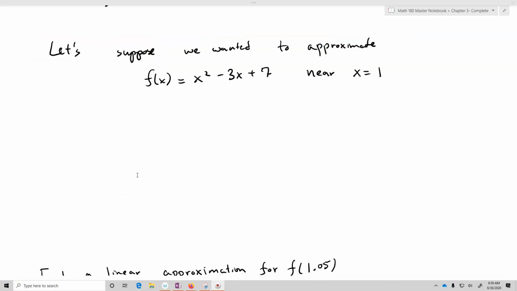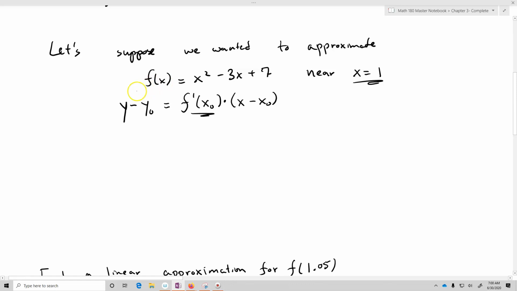So let's suppose that we wanted to approximate f of x equals x squared minus 3x plus 7 near x equals 1. So what we want to do is construct the tangent line, and that tangent line is going to become something called a linearization. Let's recall that the tangent line is y minus y naught equals f prime at x naught, which in our case is x equals 1, times x minus x naught. That's just our point slope form, along with the derivative at x naught.